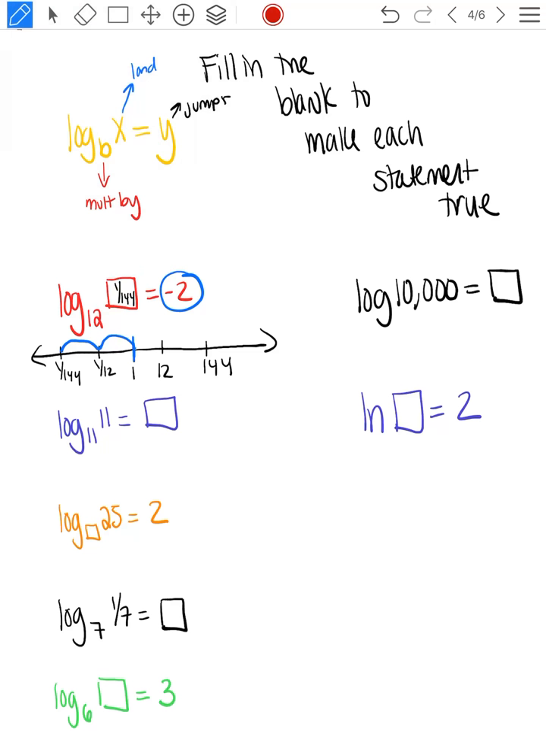Okay, for the next one, log base 11 of 11. So I know I'm multiplying by 11 by the little 11 there. So 121, could go the other way, 1 over 11, 1 over 121. And I'm trying to land on 11. So from 1 to land on 11 would be 1 jump.